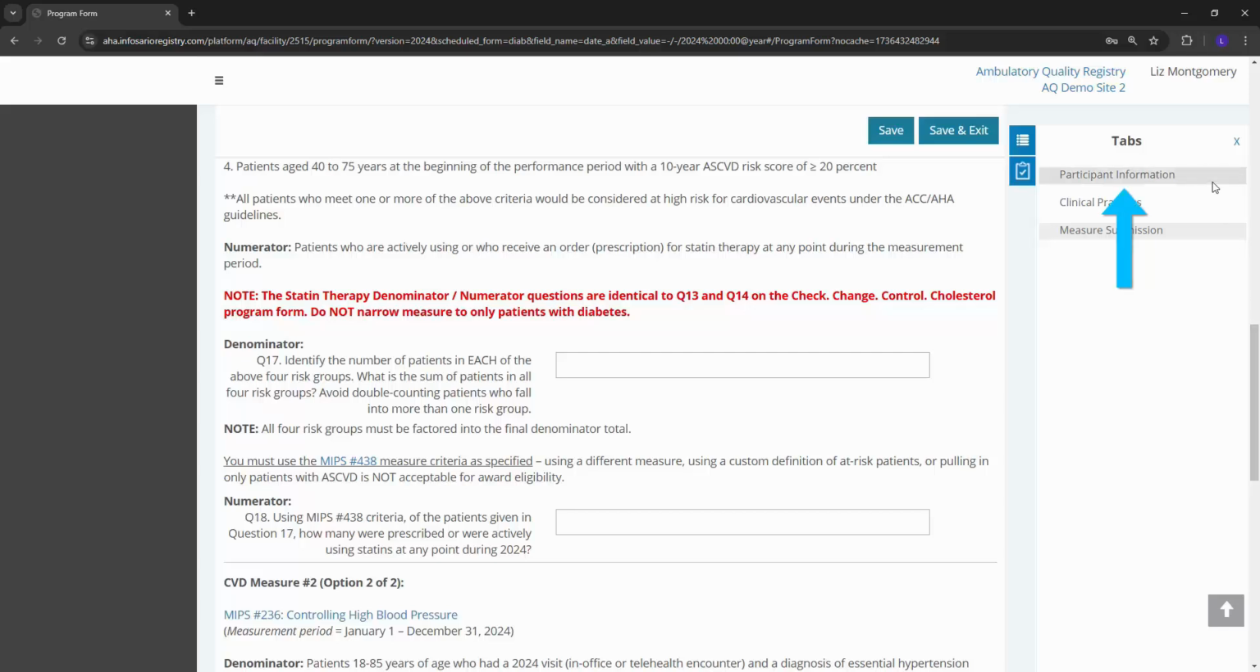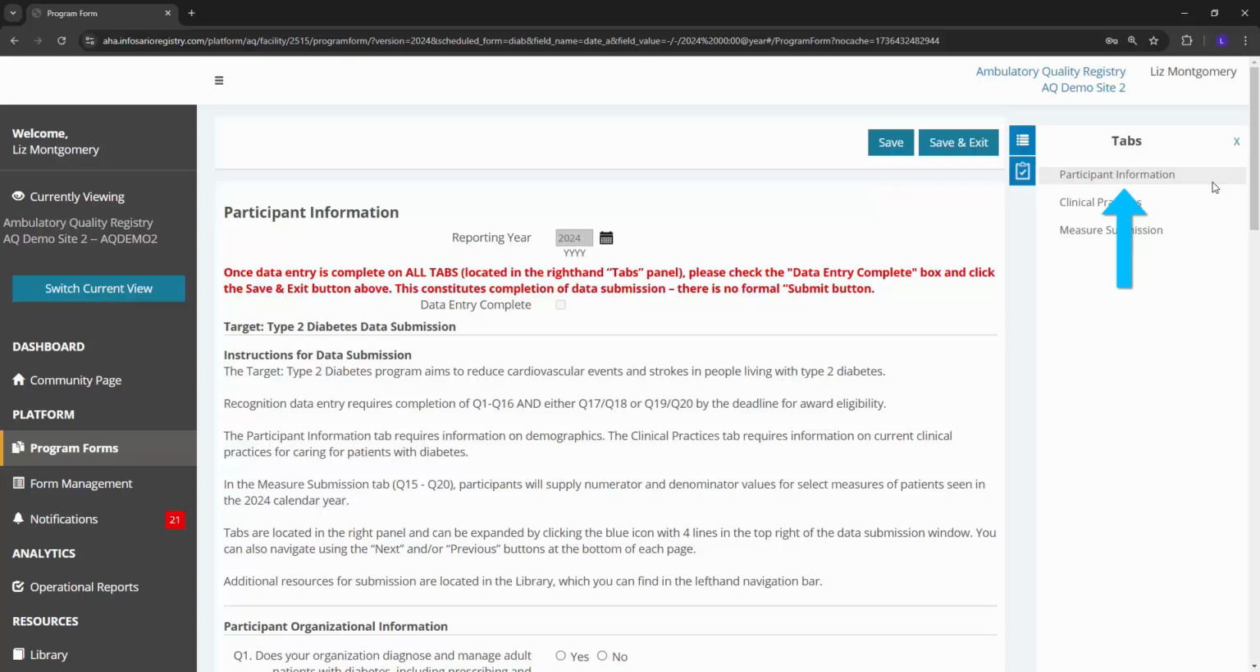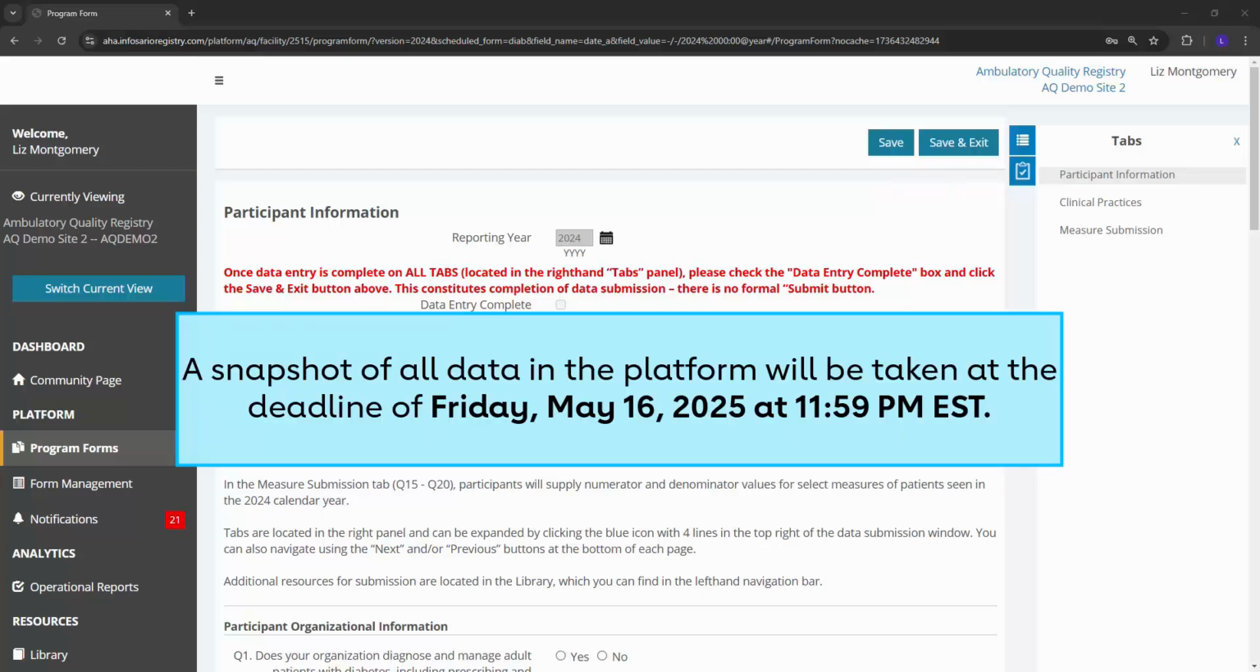Once all fields are complete and no errors are detected, return to the Participant Information tab, where the Data Entry Complete checkbox becomes available. Check this box to mark that you are finished entering data and then save. You can save or save and exit and come back at any time to revise your data. A snapshot of all data in the platform, complete or incomplete, is taken at the date and time of the recognition deadline to determine award status, but you can revise your data at any point up until the snapshot time.